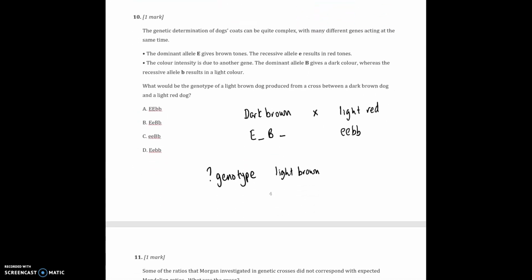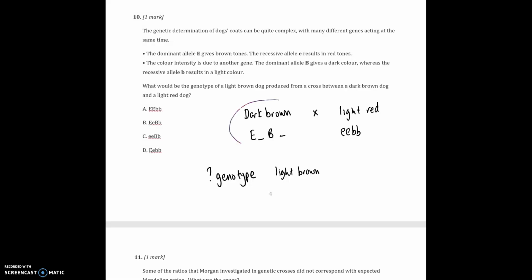In question 10, when we're looking at the determination of the dog's coats, you've got brown and red, and then you've got dark and light. So what the question's asking is, what would the genotype of the light brown dog be from a cross produced from a dark brown and a light red?